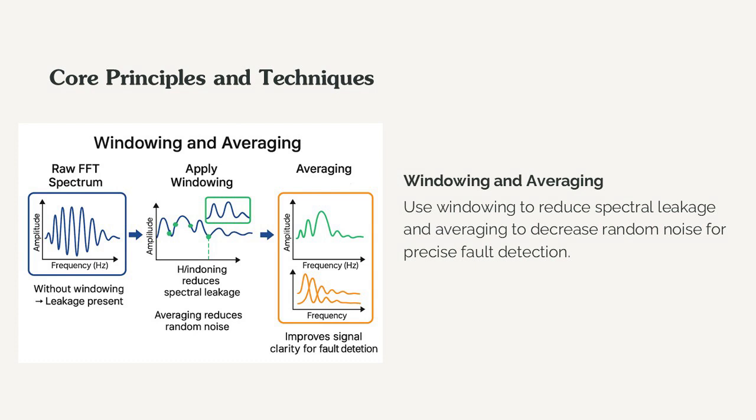It shows multiple FFT spectra combined into one smooth averaged spectrum. It is labeled as averaging reduces random noise. It is annotated as improves clarity for fault detection.